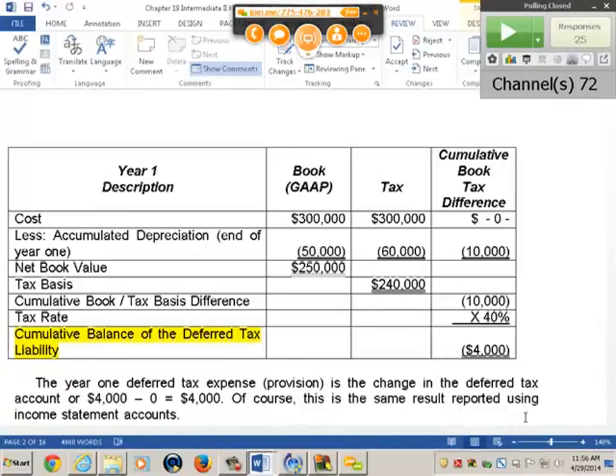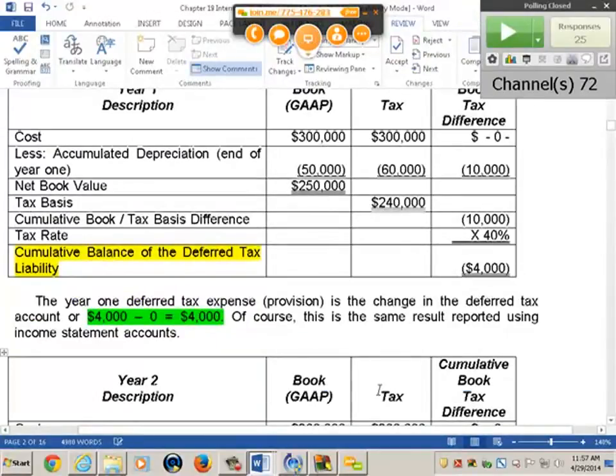That book tax difference is 10, and I get a 40% rate. And again, you got to be real careful here. This is the cumulative liability. So when you use the balance sheet approach, you actually focus on the liability, and the change in that liability is the provision. Now, if you only do 1 year, you can't see this. But it's really saying I started with no liability, now I have 4, so the provision is 4. Now, where you really see it is in the second year.